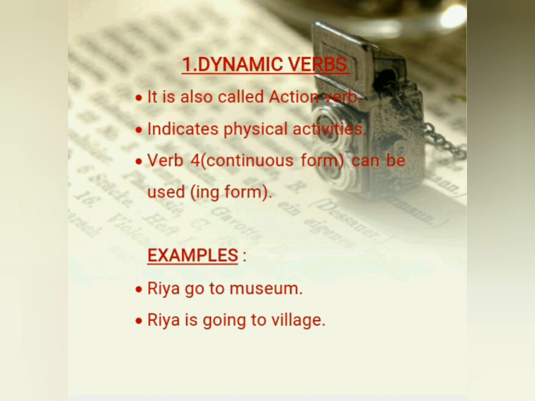For example, if we have a sentence, Ria go to museum, we can say Ria is going to museum. In going, we'll have fourth form of verb, that is continuous form. As you can see, with go, ing is added here. We can use ing form of the verb with dynamic verbs.